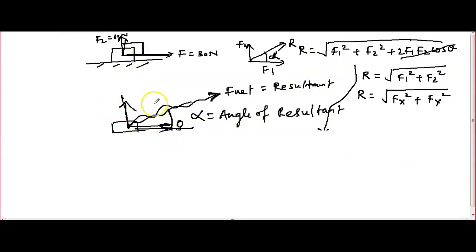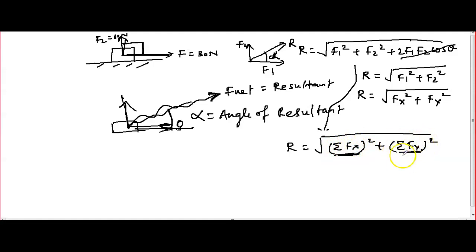F1 is horizontal, right? So horizontal square plus vertical square we can write. If more than 2-3 forces are given, the resultant we can also write as the square root of summation of F of x square plus summation of F of y square. Summation of F of x means the sum of all forces along the x-axis, and F of y indicates the sum of all forces along the y-axis. Any doubt till here? So the resultant is equal to the square root of summation of F of x whole square plus summation of F of y whole square. F of x indicates the sum of all horizontal forces, and F of y indicates the sum of all vertical forces.